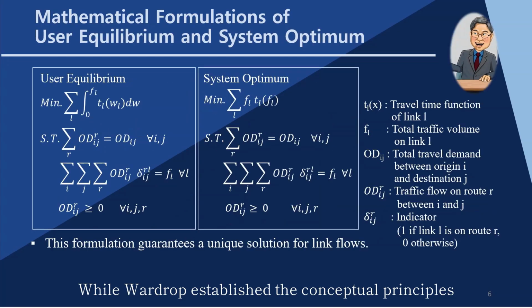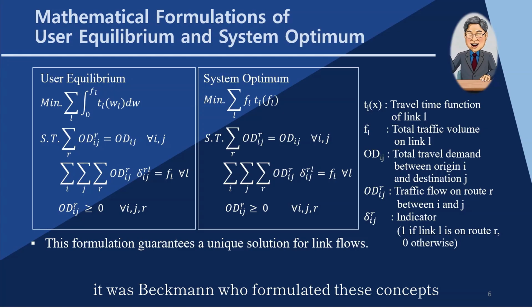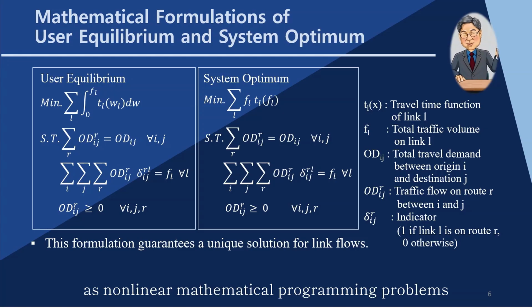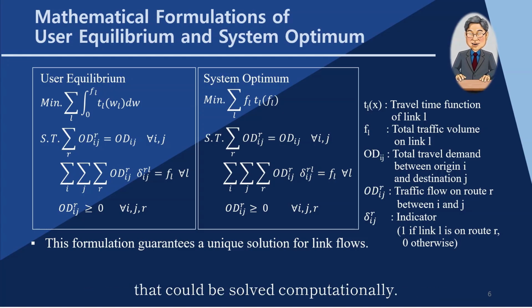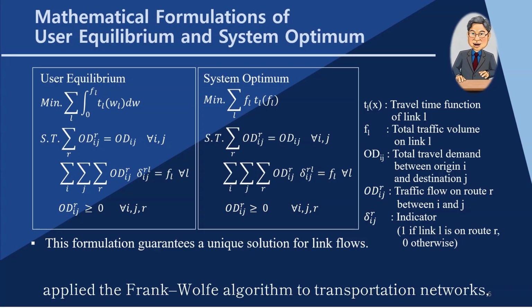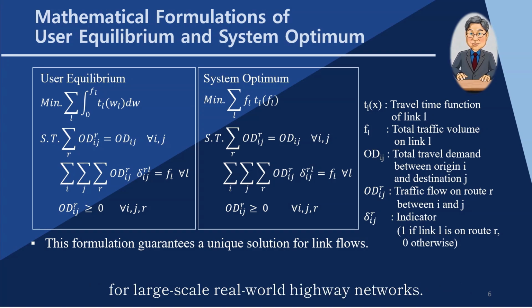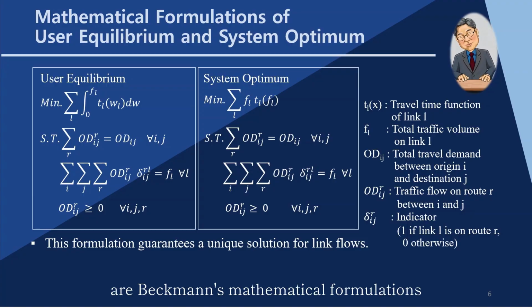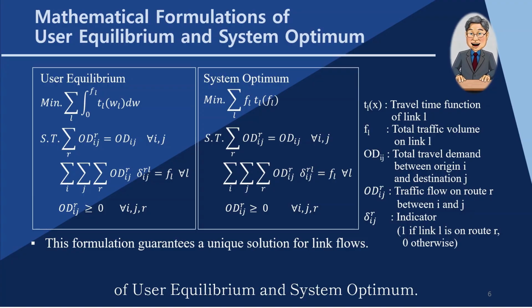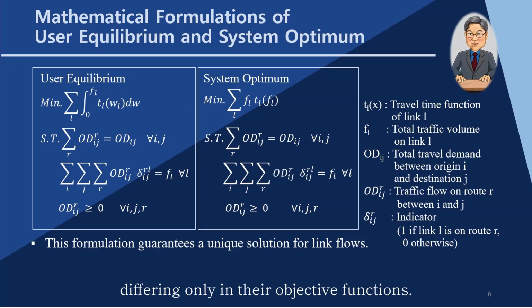While Wardrop established the conceptual principles of user equilibrium and system optimum, it was Beckman who formulated these concepts as nonlinear mathematical programming problems that could be solved computationally. Later, LeBlanc and colleagues applied the Frank-Wolfe algorithm to transportation networks, making it possible to compute user equilibrium efficiently for large-scale real-world highway networks. The equations shown on the screen are Beckman's mathematical formulations of user equilibrium and system optimum. Both models share the same set of constraints, differing only in their objective functions.